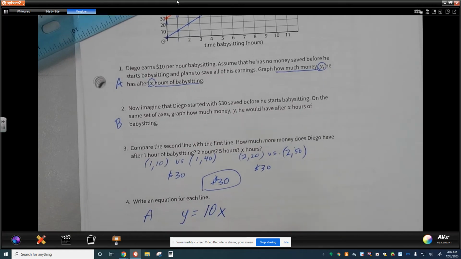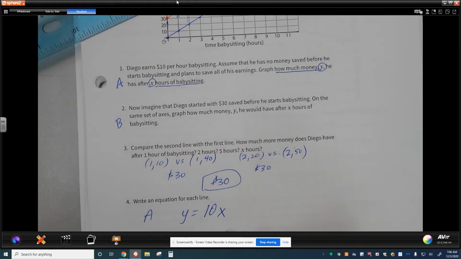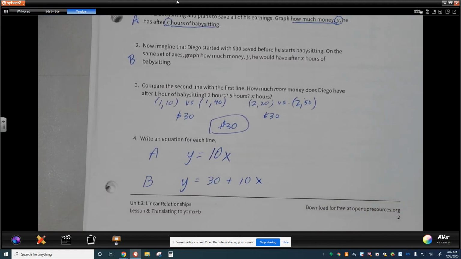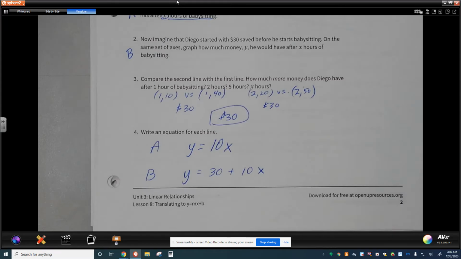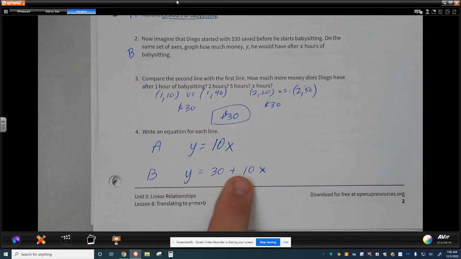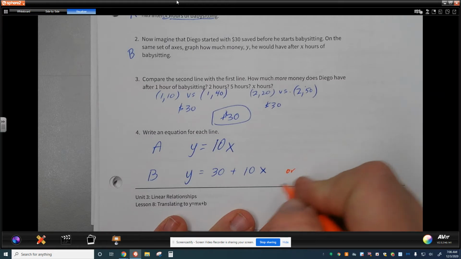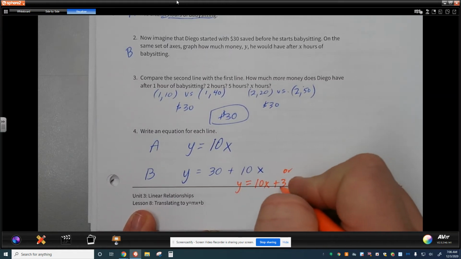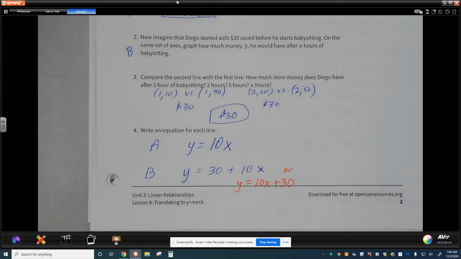Graph B was a little bit different. The total amount of money that he made was equal to the $30 he already started with, and then he was adding $10. I'm doing horrible at showing this stuff. He started with the $30, and then he was adding $10 every single hour. Or we could say that the same equation would look like this: y is equal to $10 an hour plus the $30 that he already started out with.